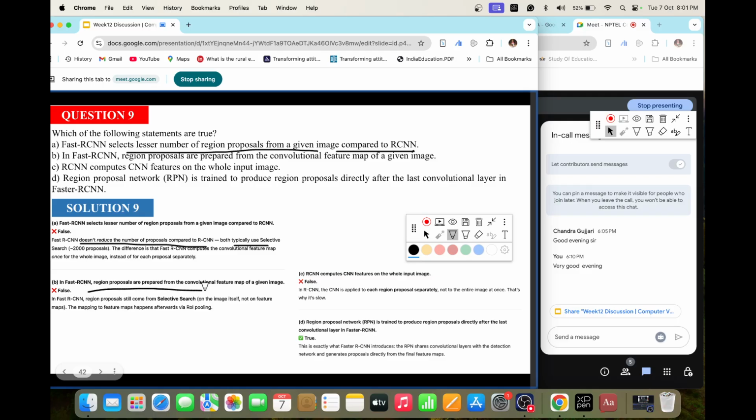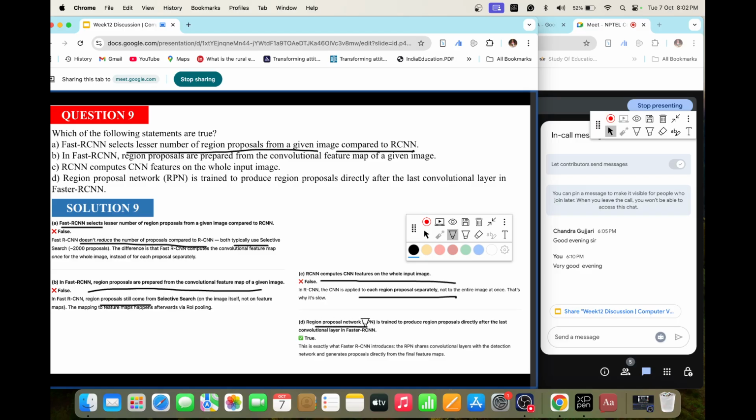Fast RCNN region proposals are prepared from the convolution features of a given image. In Fast RCNN, region proposals still come from selective search, not RPN. RPN comes in Faster RCNN. So that is why this is also false. RCNN computes CNN features of the whole input image, so that is also false. In RCNN, the CNN is applied to each region proposal separately, not the entire image. The entire image is for Fast RCNN, not for RCNN. So this is also false.